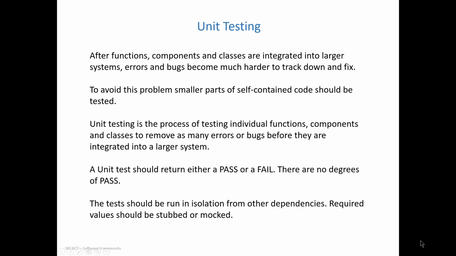After functions, components and classes are integrated into a larger system, errors and bugs become much harder to track down and fix. So to avoid this problem, smaller parts of self-contained code should be tested. Unit testing is the process of testing individual functions, components and classes to remove as many errors or bugs as possible before they are integrated into the larger system.